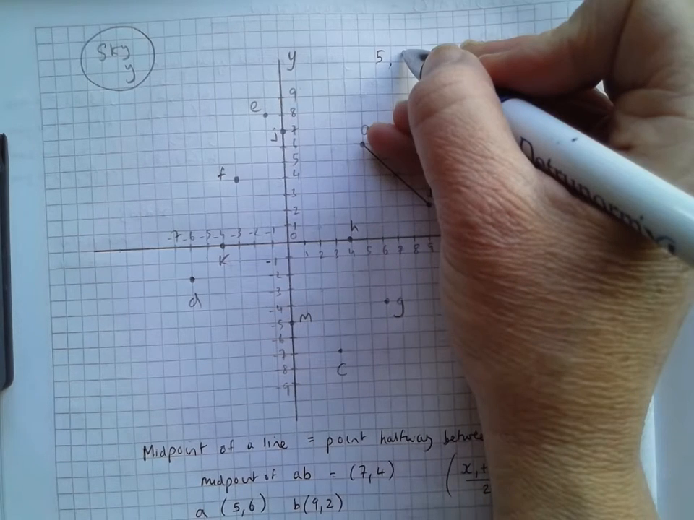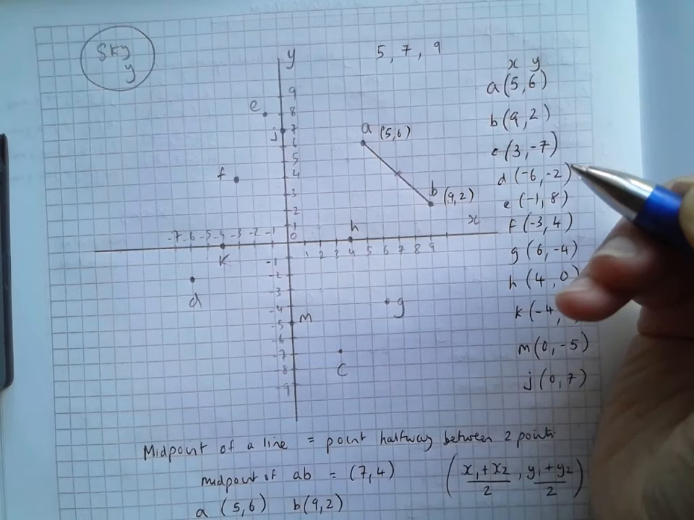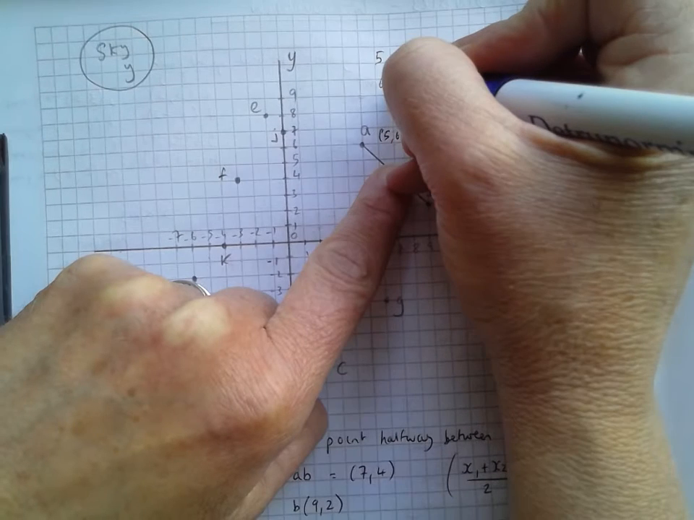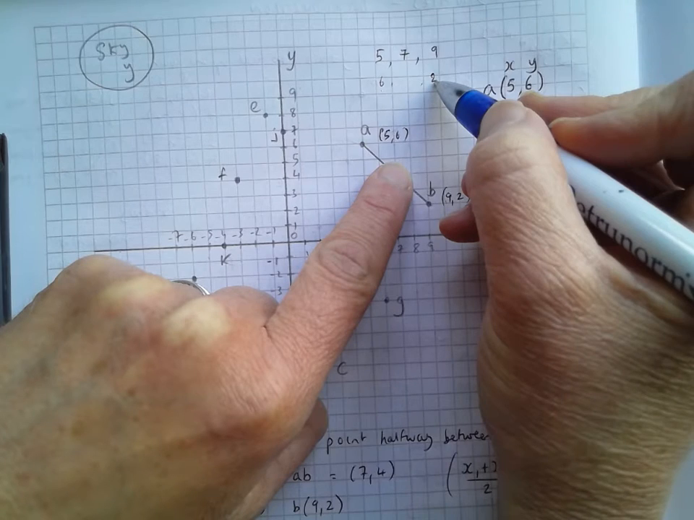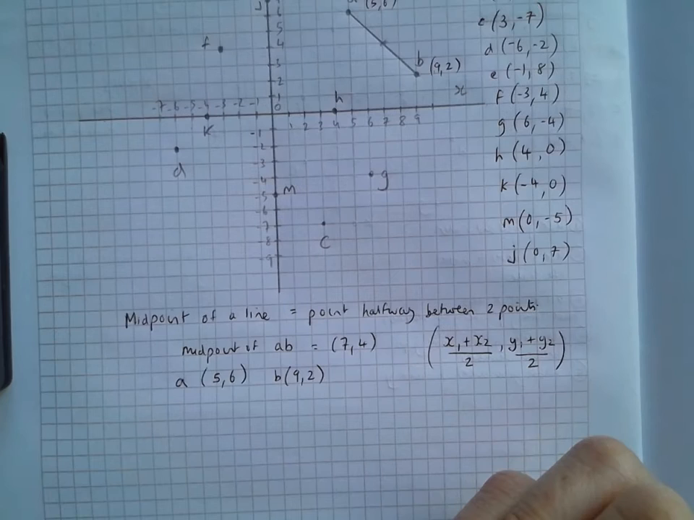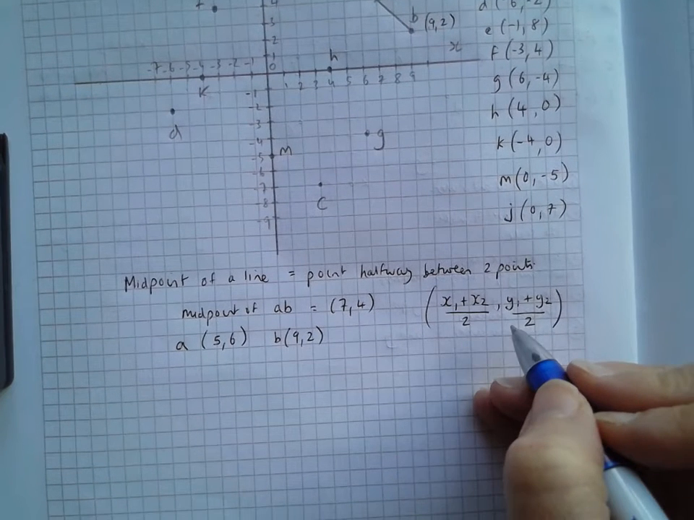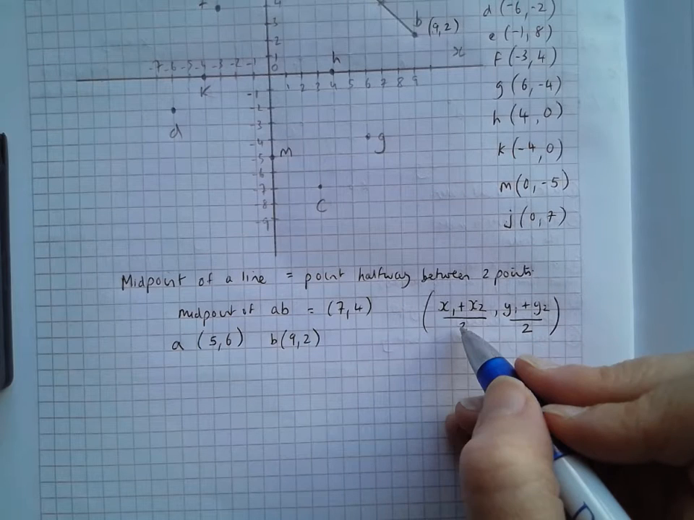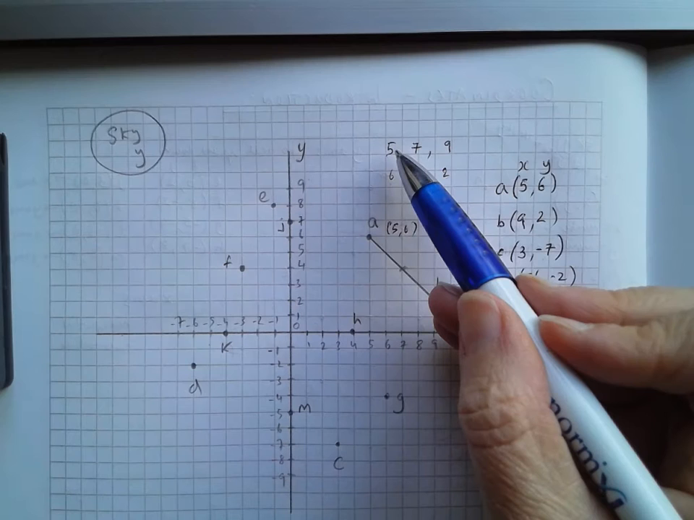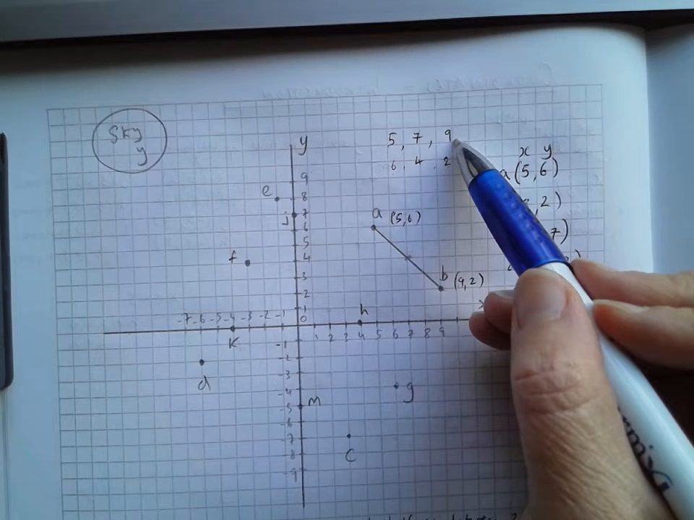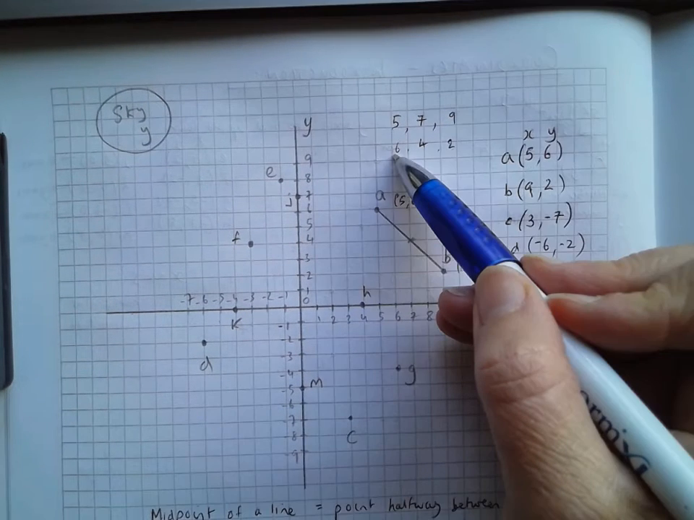And between 6 and 2, let's do that one under here. Hopefully you can see the number that's halfway between 6 and 2 is 4. Now if you can't see that, don't worry, because we can use the formula. But you can see that's what we're doing here, we're finding the point that's halfway between. I could actually find the halfway point between 5 and 9 by adding them together and dividing by 2. And between 6 and 2 by adding them together and dividing by 2. And that's what I'm doing here.